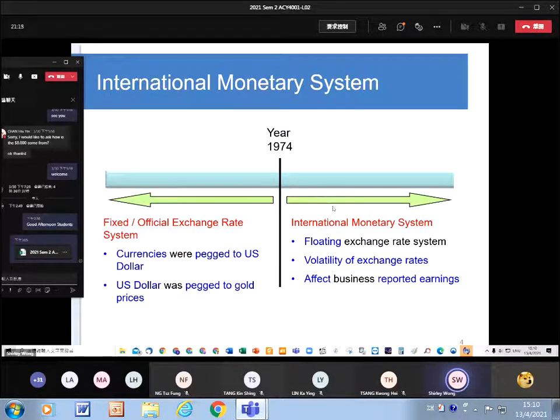And then after 1974, they decided we should not just have the fixed exchange rate system. They think that they should have a floating exchange rate system. That means the floating is according to the demand and supply of the currency. And this will cause changes in the exchange rate, which will finally affect the reporting and earnings.